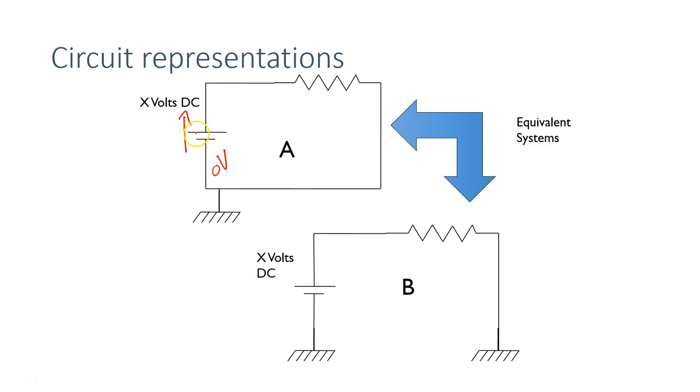And now I know that I have X volts across this source, so I could say that this is X volts DC here. Now this is exactly the same as diagram B, although diagram B does not have a direct connection from this side to this side. An earth symbol is not the same as a resistor symbol.